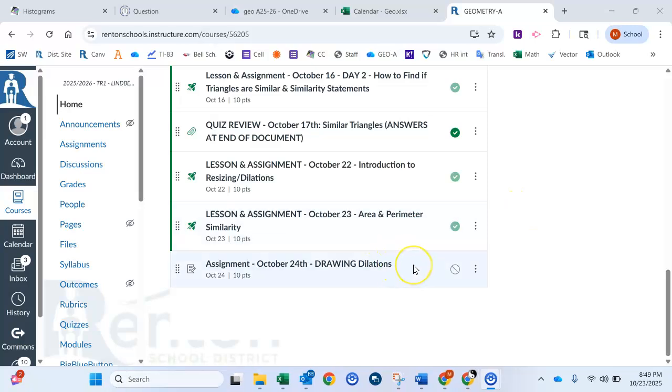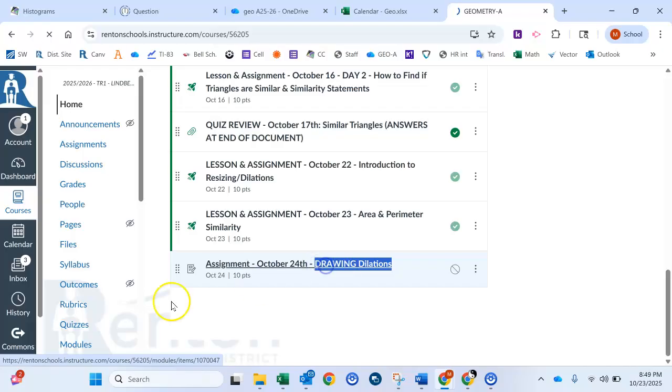Okay, today we are going to use what we learned about dilations to actually draw some dilations. So this is the assignment here today, so please open this.